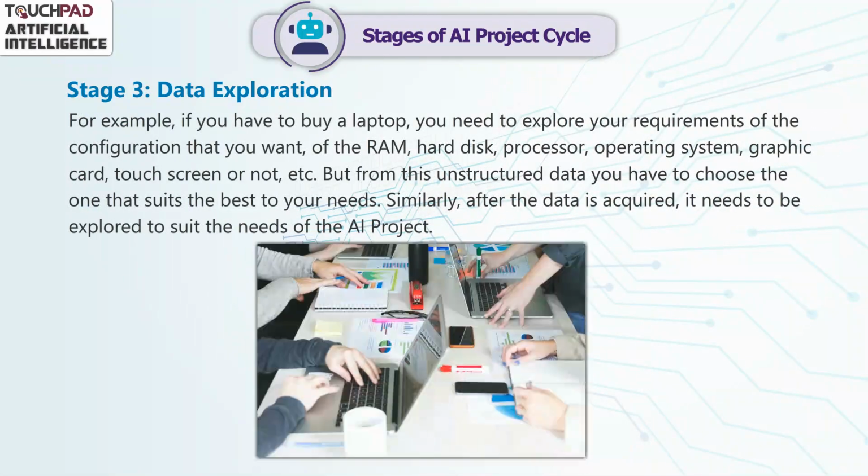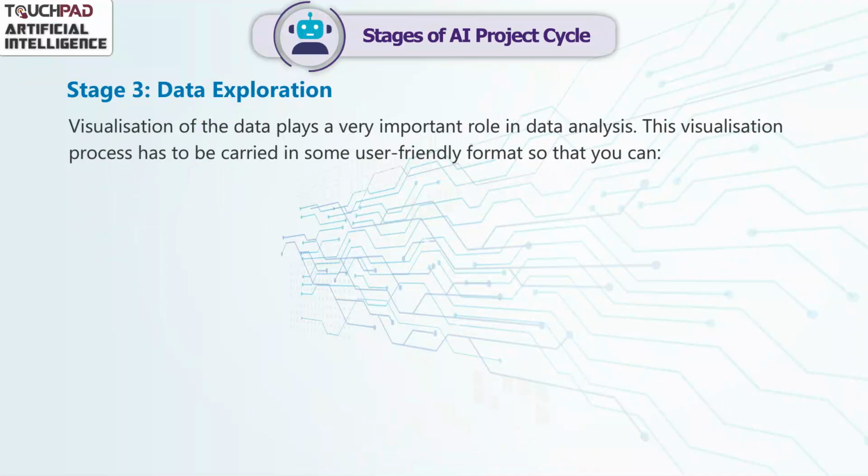For example, if you have to buy a laptop, you need to explore your requirements of the configuration that you want of the RAM, hard disk, processor, operating system, graphic card, touchscreen or not, etc. But from this unstructured data, you have to choose the one that suits the best to your needs. Similarly, after the data is acquired, it needs to be explored to suit the needs of the AI project.